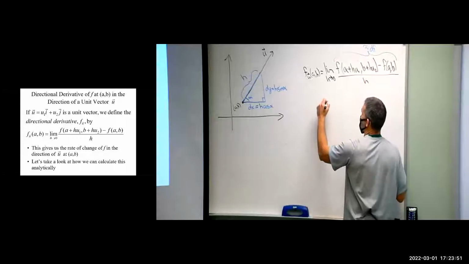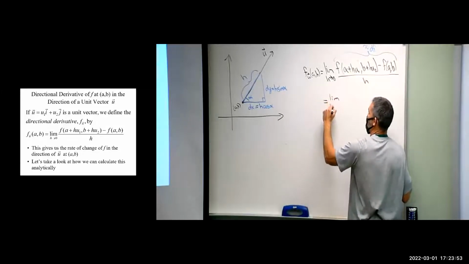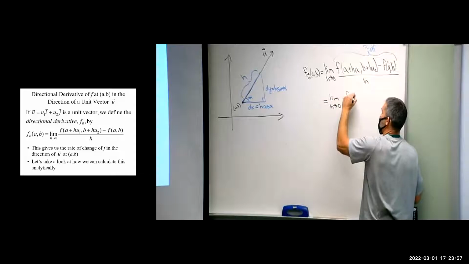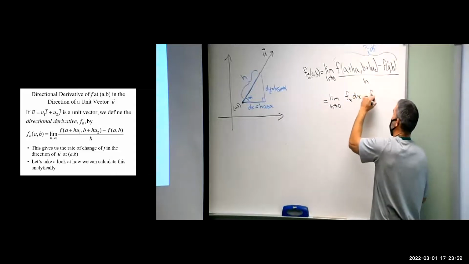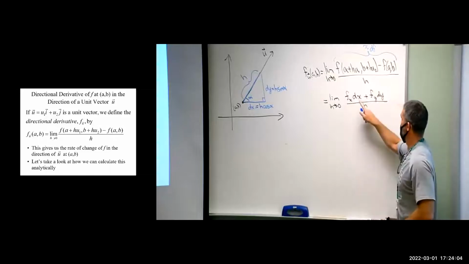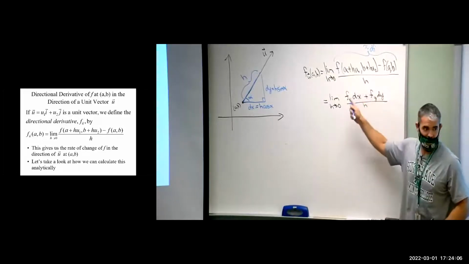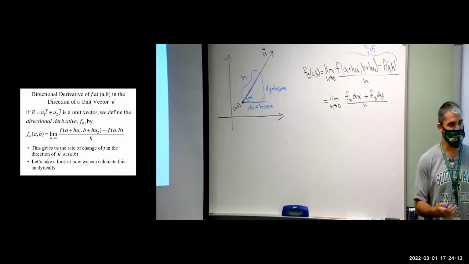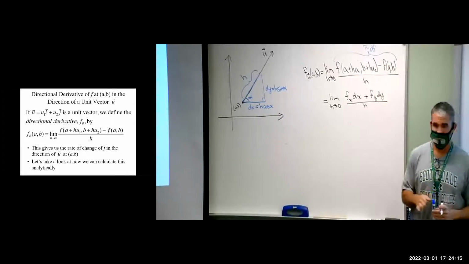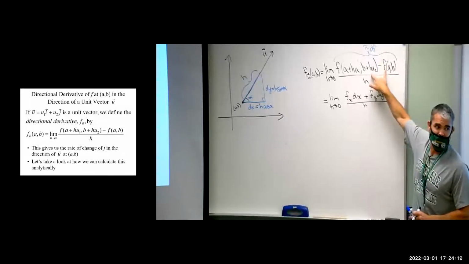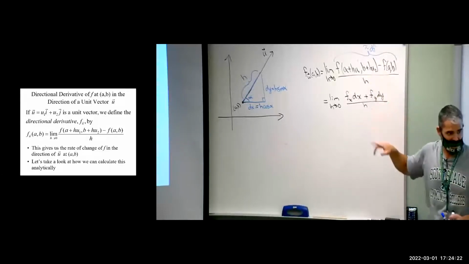So the limit as h goes to 0 of f sub x dx plus f sub y dy all over h. Now again, this is the numerator. That's just the differential we were talking about last time. What does the differential do? It gives an estimate in the change in output. Well, because h is going to go to 0, this thing is going to be exact.